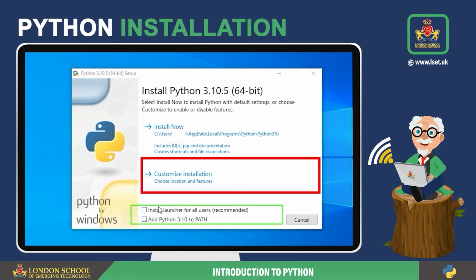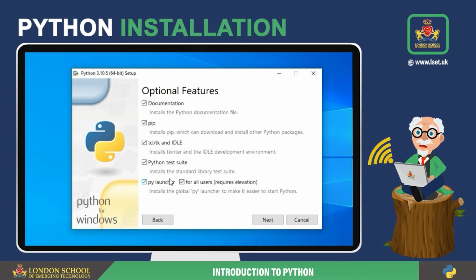Check the following two checkboxes. The checkboxes for Add Python 3.10.5 to PATH and Install Launcher for all users should be selected. Click on Customize Installation. Optional features can be added or removed. In this window, you are able to add or remove optional features available with Python 3.